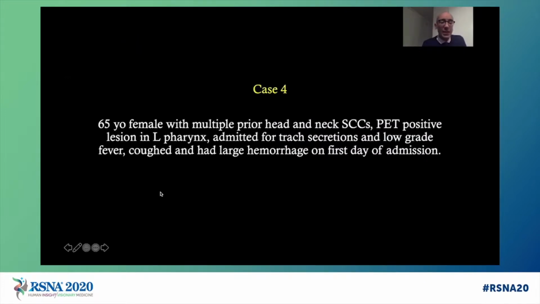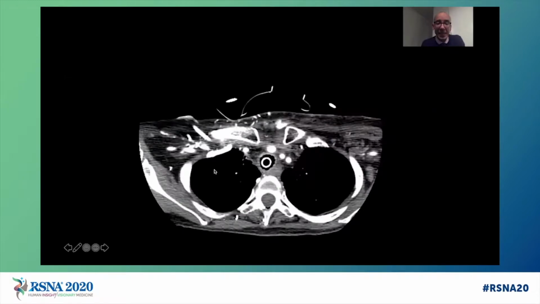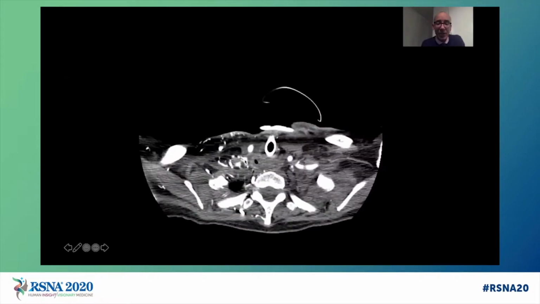So let's move on and take a look at this patient, a 65-year-old female who had multiple prior head and neck squamous cell carcinomas. She had a PET-positive lesion in the left pharynx and was admitted for trach secretions and low-grade fever, but in her first day in the hospital, she coughed and had a large hemorrhage. That prompted a CTA. And so we'll look at it here in the soft tissue windows first.